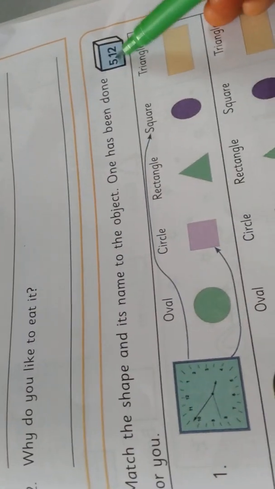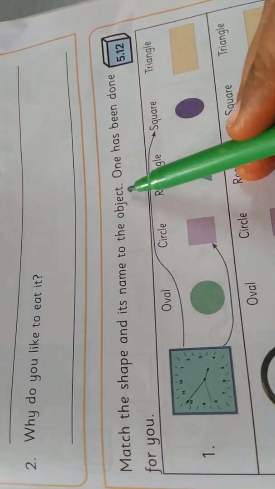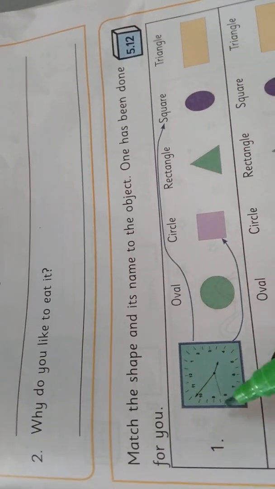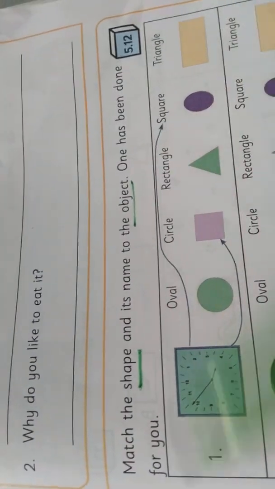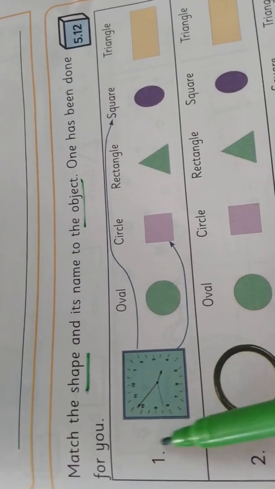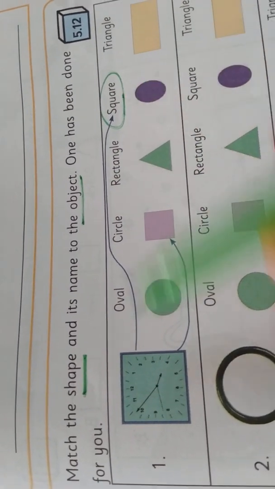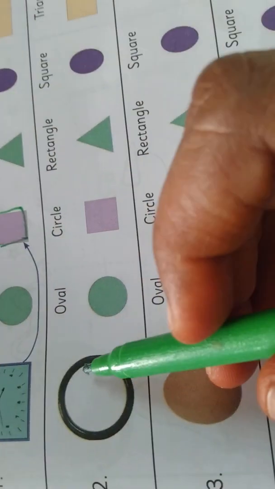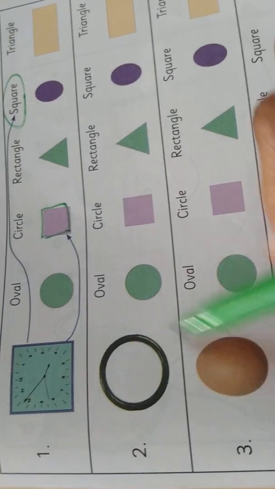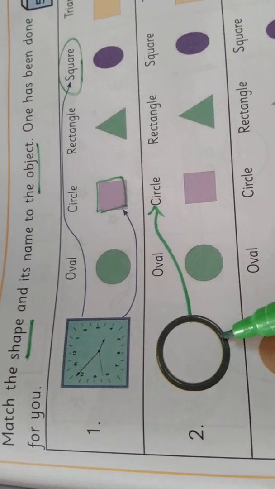Okay, see 5.12 activity. Match the shape and its name to the object. One has been done for you. See here, match the shape and name to the object. See here, first shape, it is a square shape. So they have matched the square name here and the square shape. See the second shape, what shape is it? Circle, yeah, super. Match the circle name first and circle shape next.